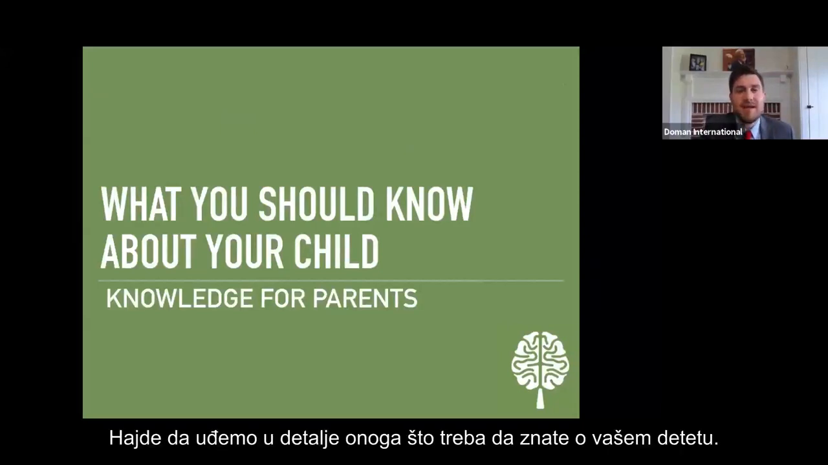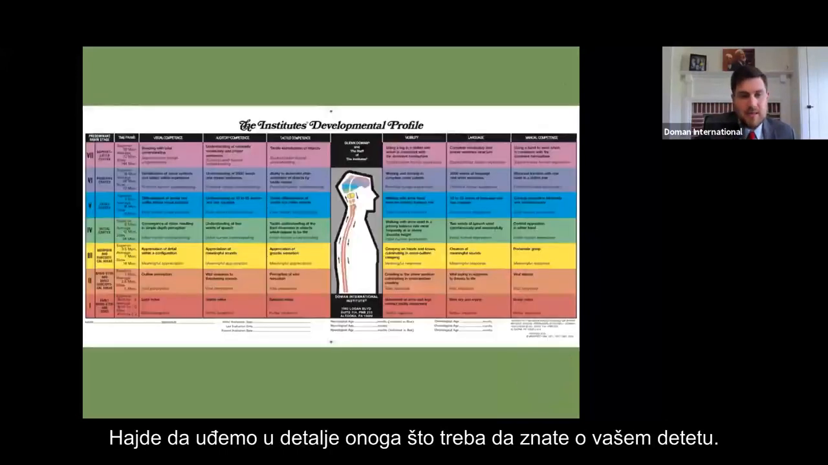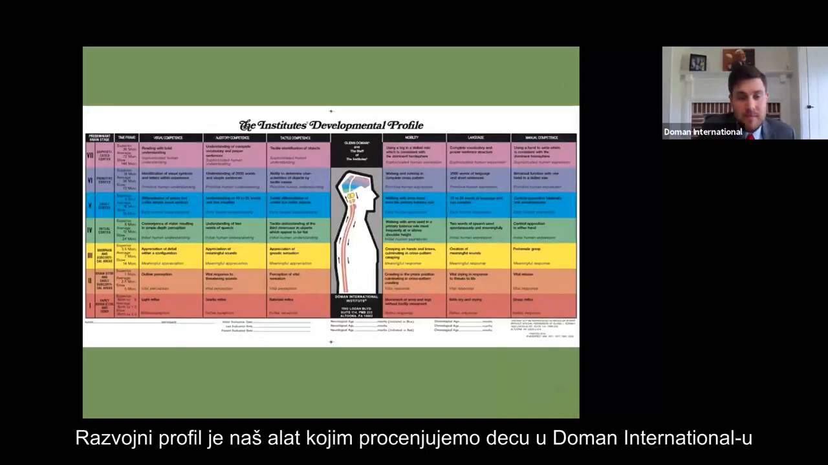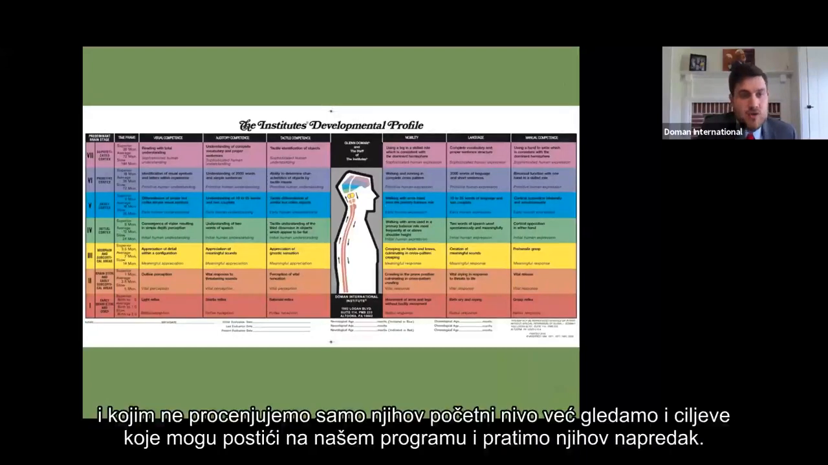Let's now get into specifics about things that you should know about your kid. Well, let's begin by talking about the developmental profile. The developmental profile is our tool at Doman International to evaluate children and to not just evaluate where they are when they begin treatment, but also to see what milestones they can achieve on our program and track their progress.